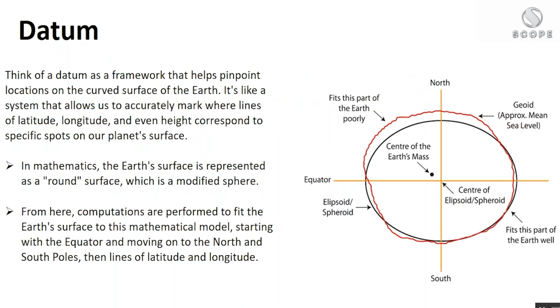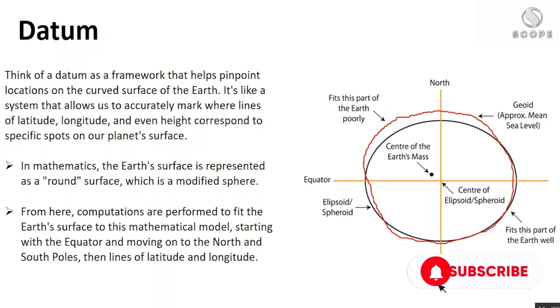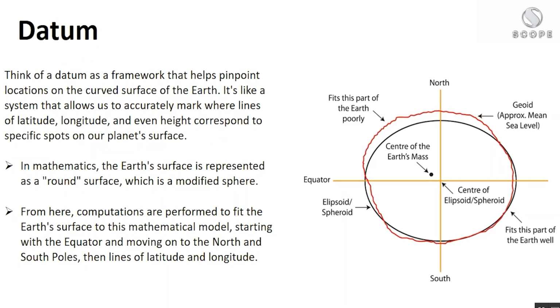Now let's talk about the datum. A datum is like a reference point used to create a map. We can also say the datum is a reference point through which measurement is made. There are different datums used around the world. Each has a specific region and purpose.